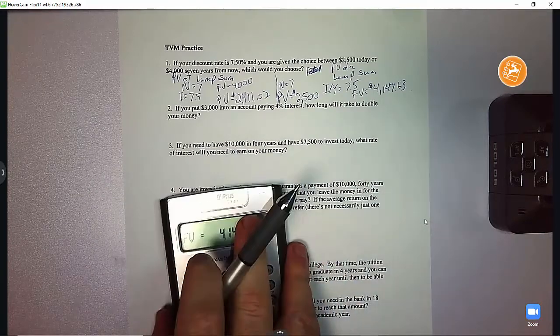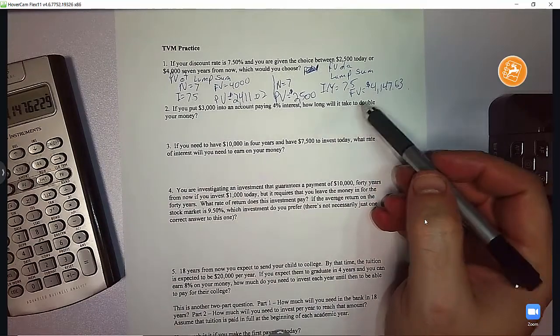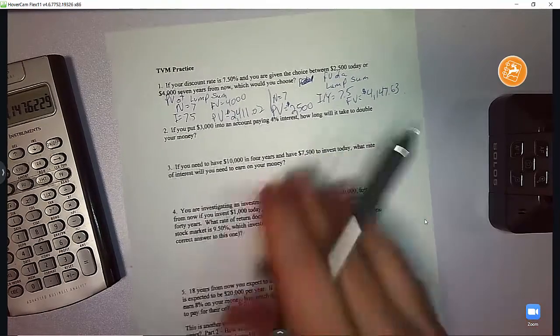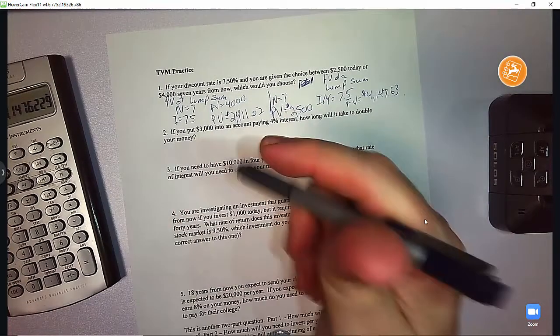All right. The second question says this: if you put $3,000 into an account paying 4% interest, how long will it take you to double your money? And so I'm going to discuss something else that goes along with this, but first I'm going to work the problem.